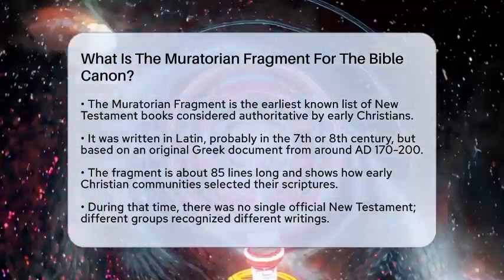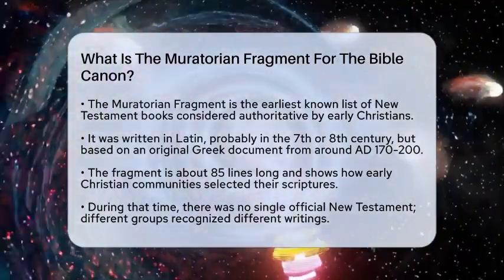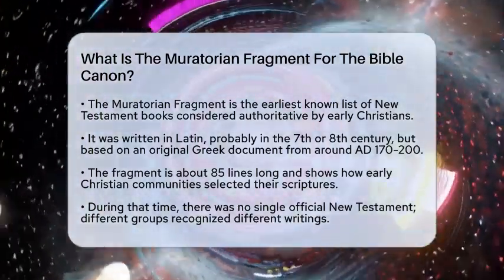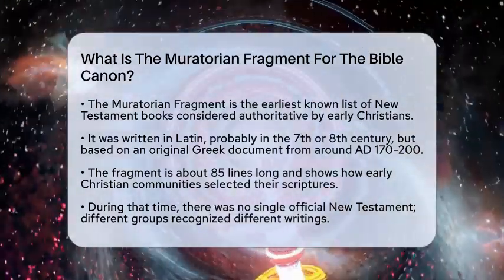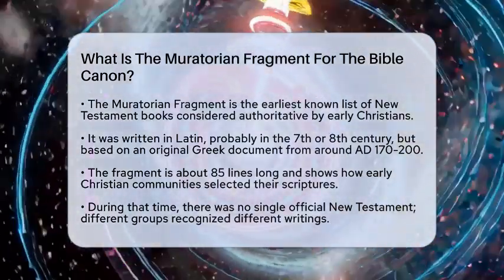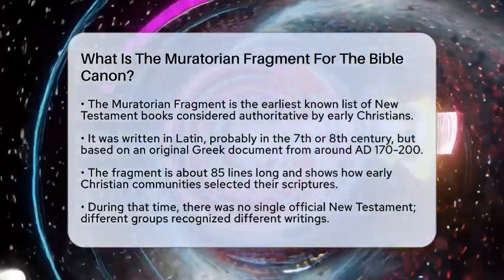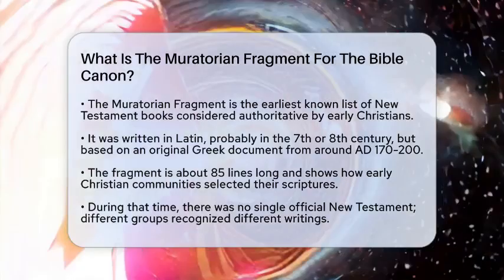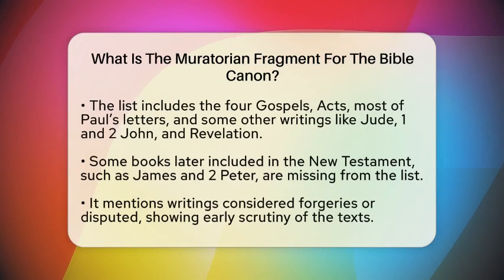This manuscript was written in Latin, probably in the 7th or 8th century, but it is a translation of an original Greek document from around AD 170 to 200. That means it was created near the end of the 2nd century, making it a very important piece of history. The fragment itself is about 85 lines long and lists most of the books that early churches accepted as scripture.